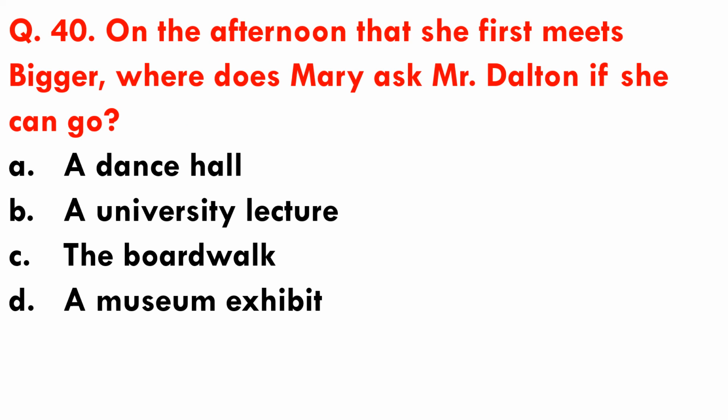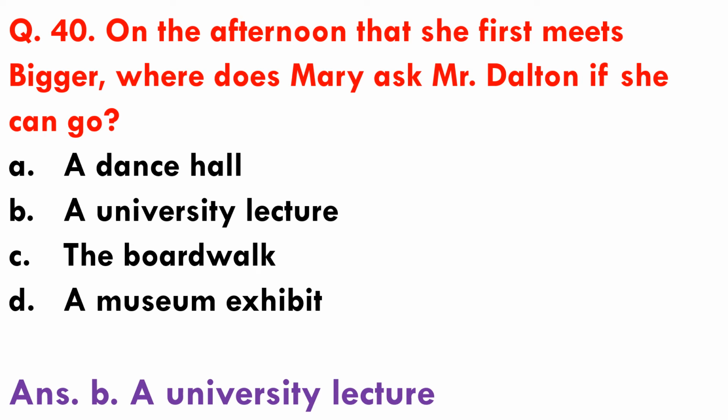Question number 40. On the afternoon that she first meets Bigger, where does Mary ask Mr. Dalton if she can go? Options are A. A dance hall, B. A university lecture, C. The boardwalk, and D. A museum exhibit. So the correct answer is option B, that is a university lecture.